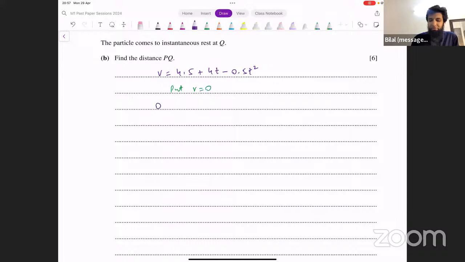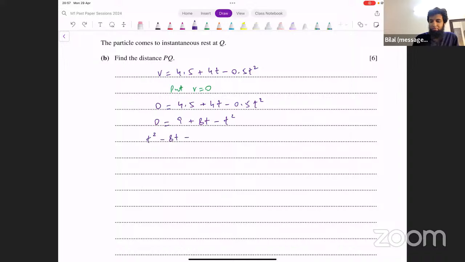And we get this equation from this. 0 equals 4.5 plus 4t minus 0.5 t squared. It's a quadratic equation. We can solve this quadratic equation to find the value of t when velocity equals 0. Let's multiply the whole equation by 2 to simplify this a bit. It becomes 9 plus 8t minus t squared. And that becomes t squared minus 8t minus 9 equals 0.